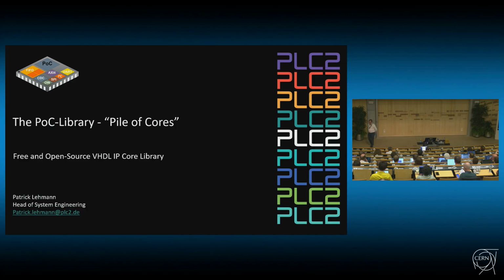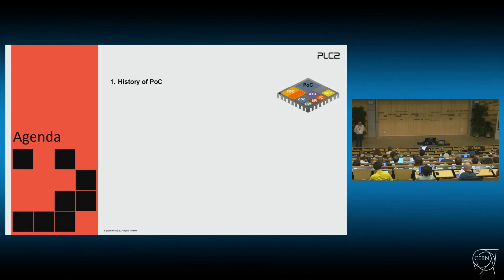So this time it's not about the company, it's about open source and a project I'm involved in since many years from my time at the university. They had an internal IP core library called the PoC-Library, which stands not for proof of concept. That's unfortunate that everyone is using this. It's PILE, of course, and it's a free and open source VHDL IP core library.